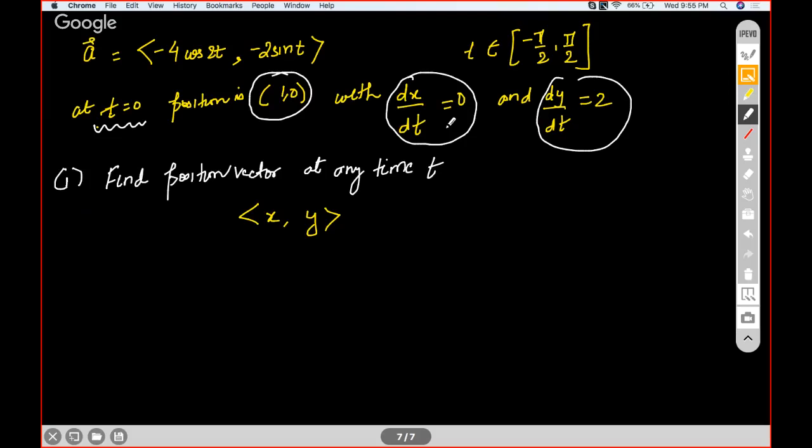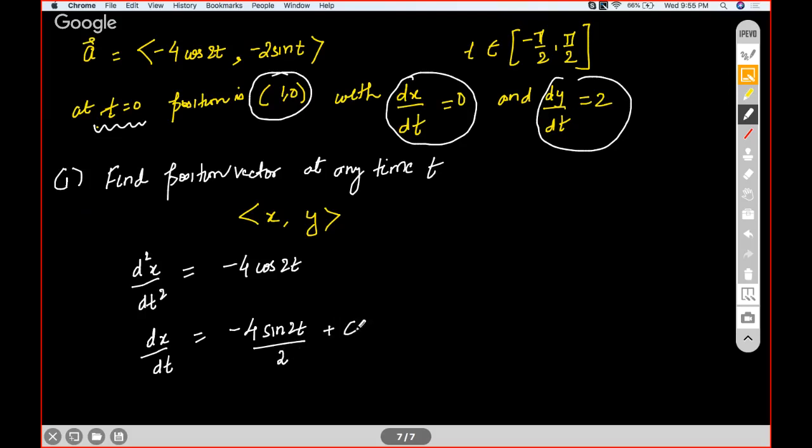So how do you integrate d square y by dt square or d square x by dt square? Same way. I understand what you are talking about. You mean to say that this is given to you as minus 4 cos 2t, correct? So when you integrate it, this becomes dx by dt. It will become minus 4 sin 2t by 2 plus a c.